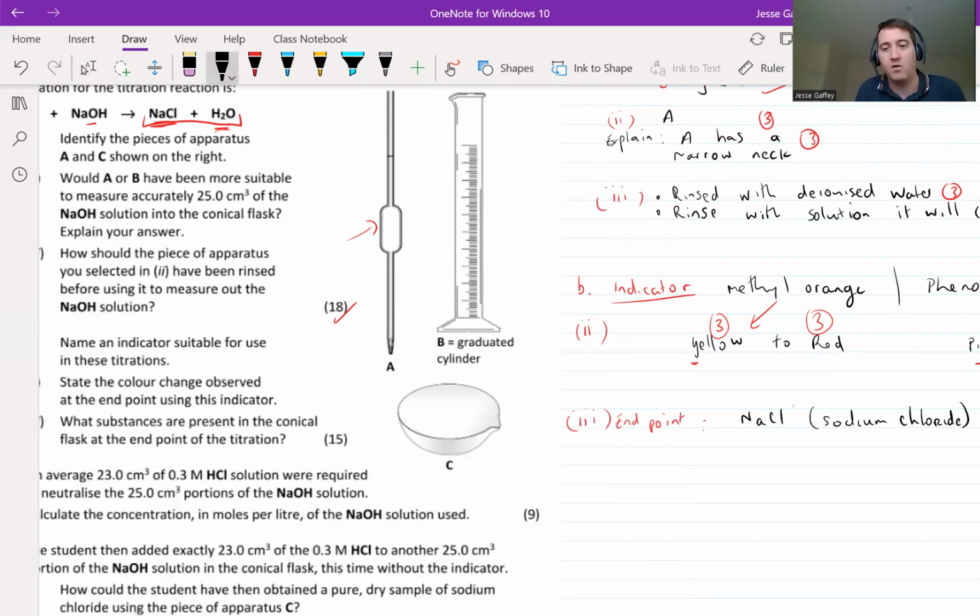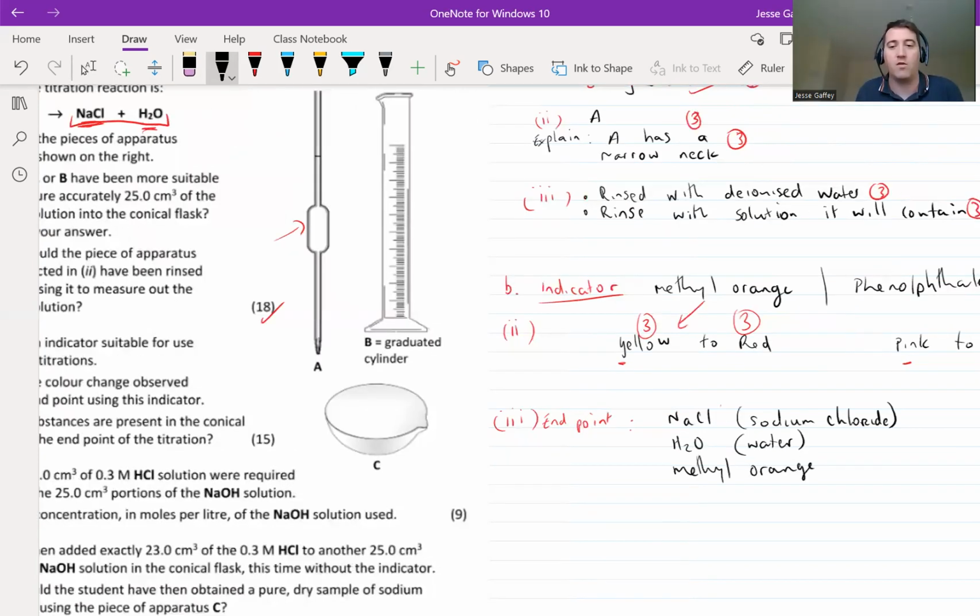Okay, and H2O, which was water. Of course, the methyl orange will still be there as well, so you could have said that. Methyl orange. Okay, so these are the substances present in the flask at the end: sodium chloride, water, methyl orange. And you're getting any 2 there, 2 by 3. So long as you had 2 of those, you're going to get 3 marks each.